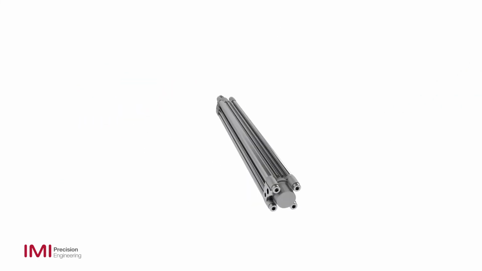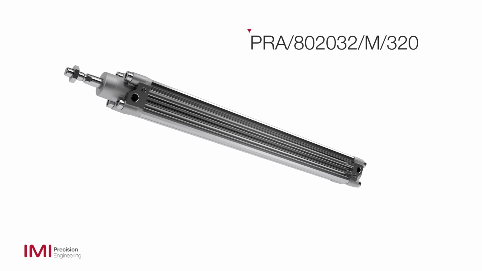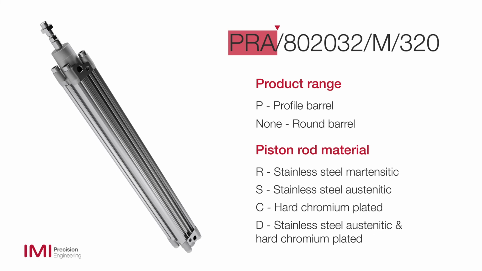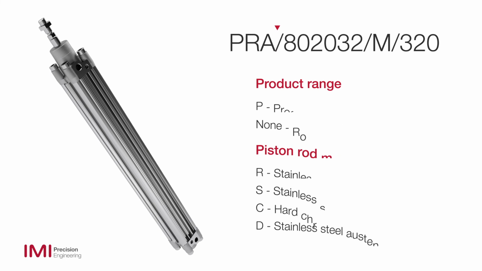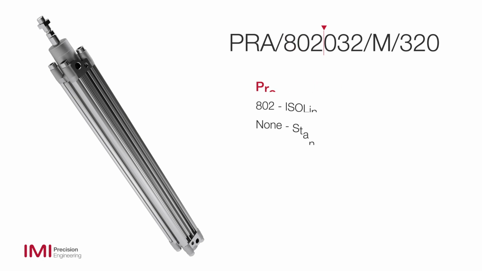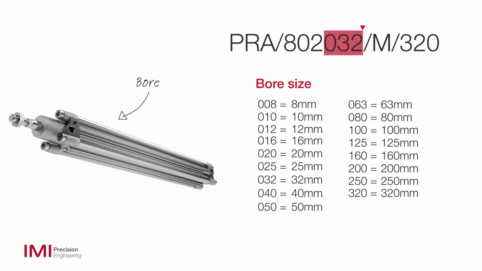Let's take a look at how the part numbers for the IMI Norgren products are generated. If we start with a typical part number, the first 3 digits represent the product range. In this case, it's a profile actuator. The next 3 digits also represent the product range. Here, it's ISO line. The next 3 digits give us the bore size. In this case, it's 32 millimeters.